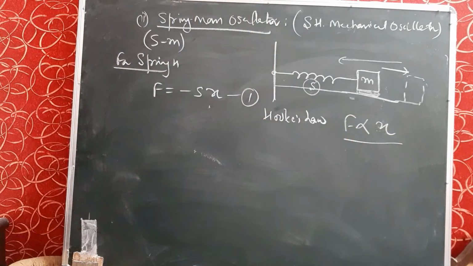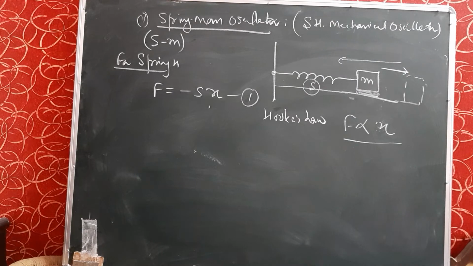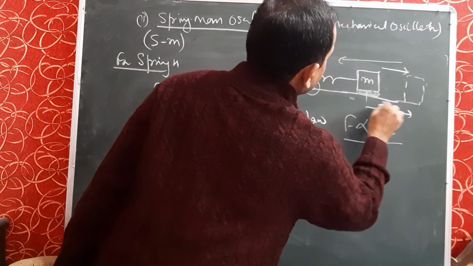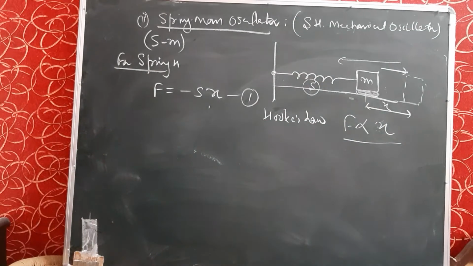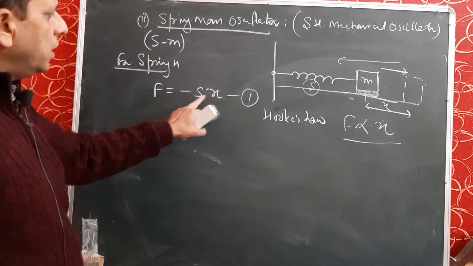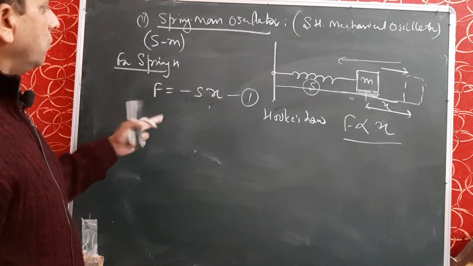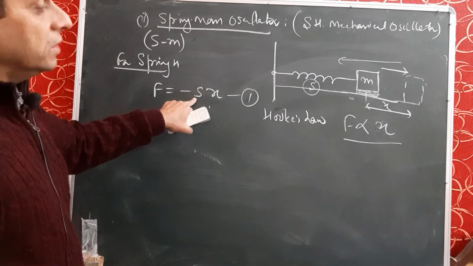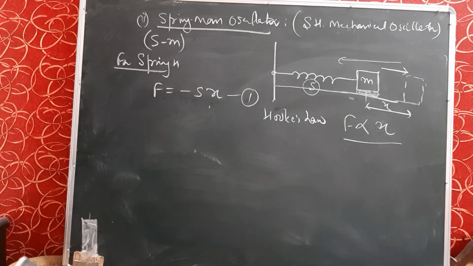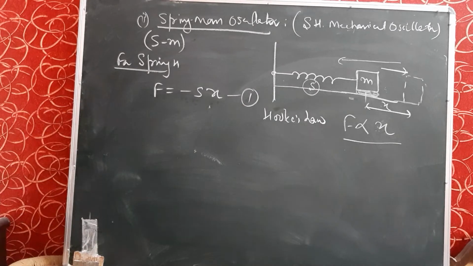So, I am writing the displacement as x. F is proportional to x, and F is equal to minus Sx. It is minus Kx or maybe minus Sx. I have written this spring constant as S, and the minus sign is for restoring force. So, this is restoring force.